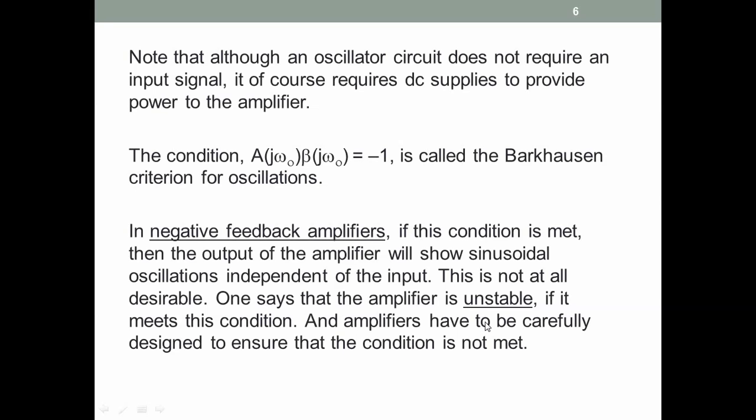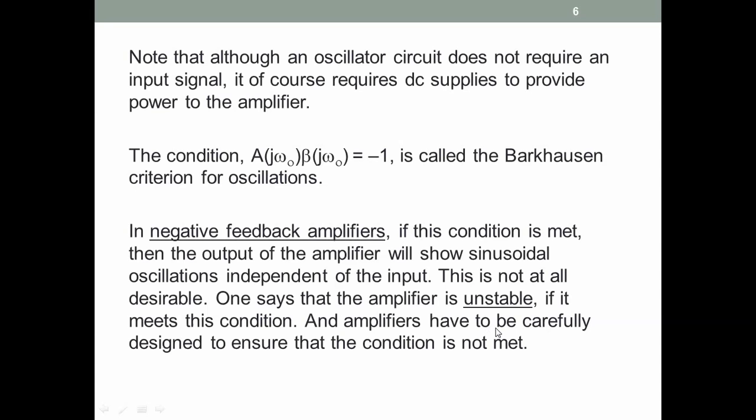For oscillators, we deliberately design them to become unstable so that they produce a sinusoidal output. For amplifiers, we want to make sure, and we'll see this later in the semester, how to make sure that amplifiers do not satisfy this condition and therefore remain stable.